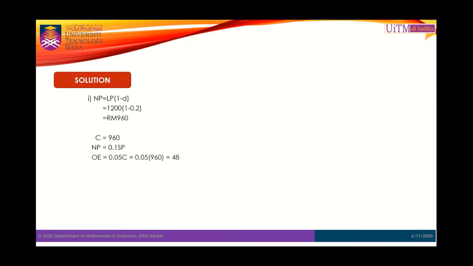And you are also given that OE, the operating expenses, is simply equal to 5% of the cost. So that means 0.05 multiplied by 960. So you get the operating expenses to be equal to 48 ringgit.